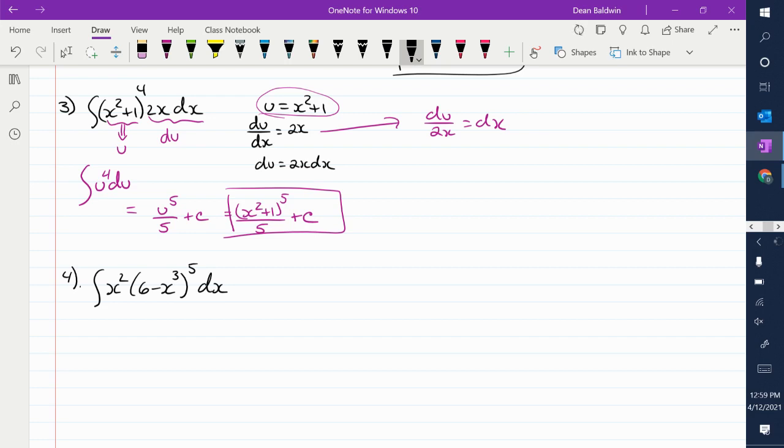X squared times (6 minus x cubed) to the 5th power. What's your substitution going to be? Yeah, what's in the brackets? And the easy way is, what you should do actually, and this will pay off later on when we get into more complex ones like logs and stuff, is this: when you look at this, that's what you want to do in your head before you do anything.